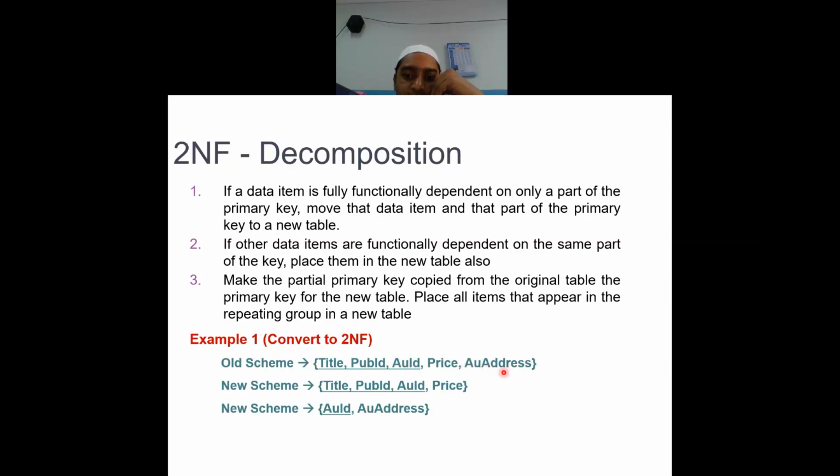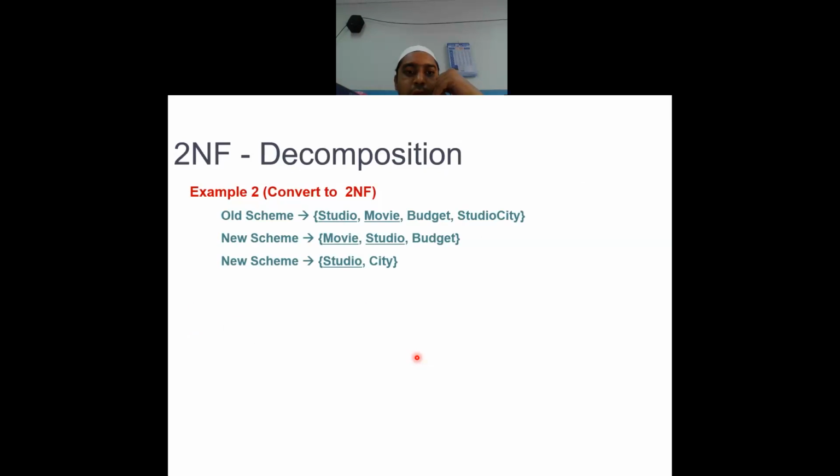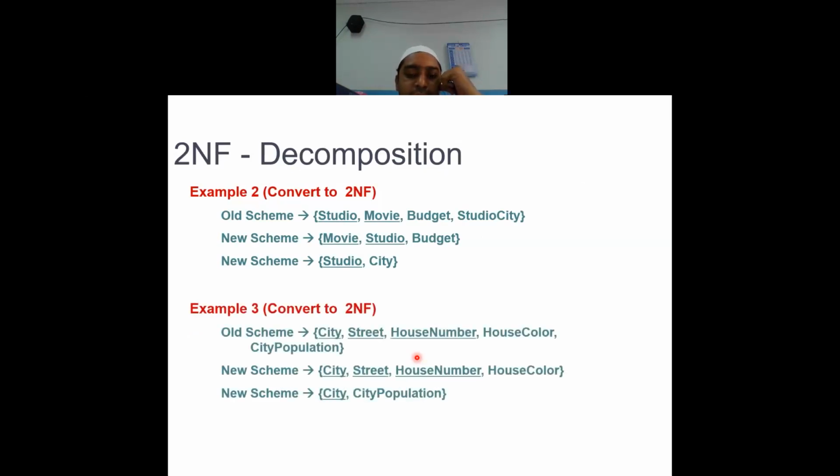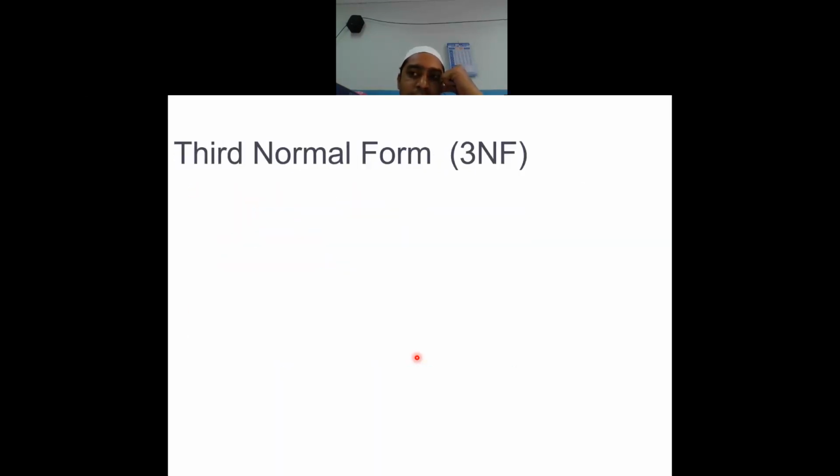We are removing the author address, which was not dependent on the entire primary key, but we cannot remove the author ID from the original table because it is just a part of your primary key. We cannot remove part of the primary key from the original table. Like that, we have seen two more examples. You can go through them.